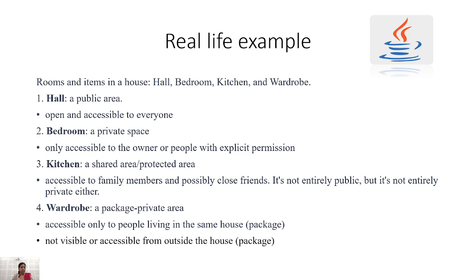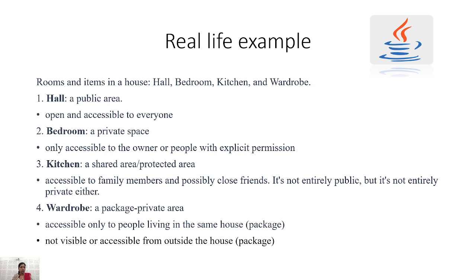Okay. Next is kitchen. Kitchen is something like a shared area or a protected area. You can call it a protected member, right? Accessible to the family members or possibly close friends. So close friends can enter the kitchen also. It is not entirely public and not entirely private. So it is a protected one. Okay. Wardrobe. Wardrobe is the package private area. That is the default one.